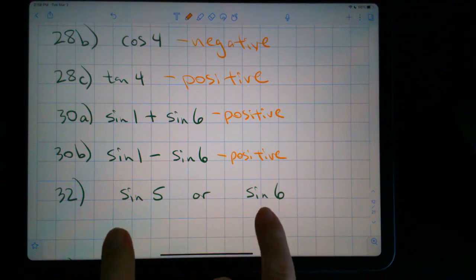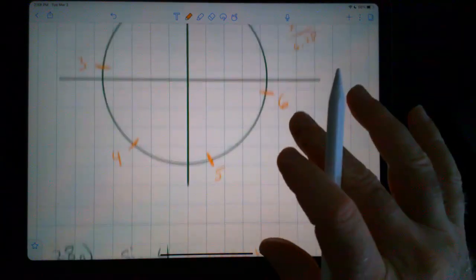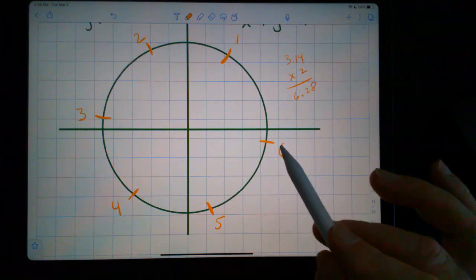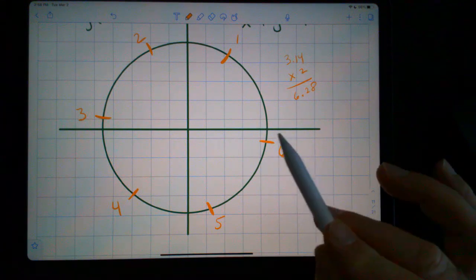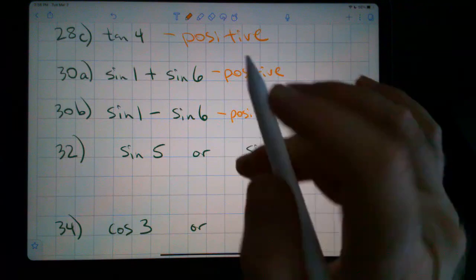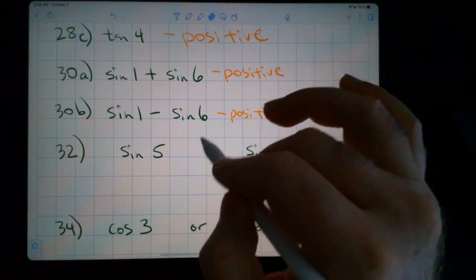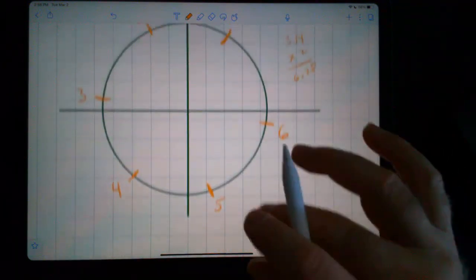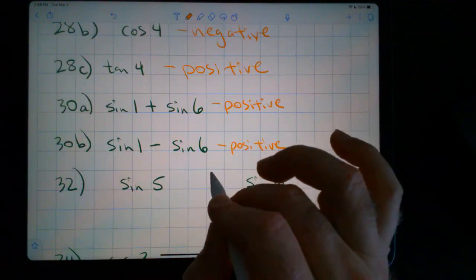Sine of 5 or sine of 6, which one is bigger? Sine of 5 looks like a negative 0.8. Sine of 6 is negative 1/2. So this is bigger. Sine of 6 is bigger. It's higher up.